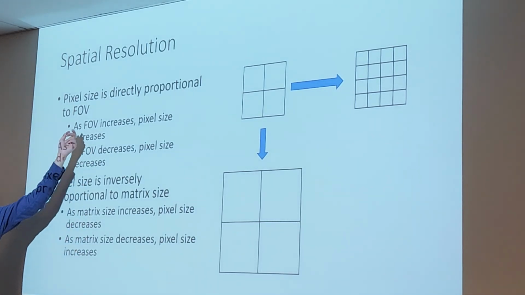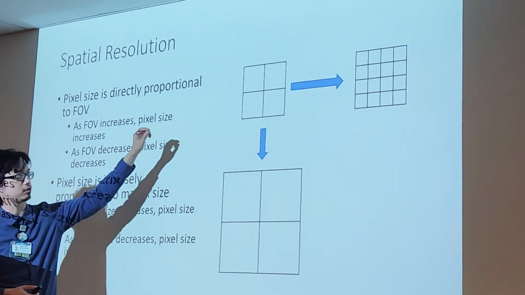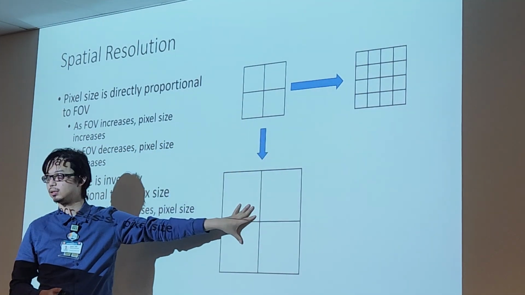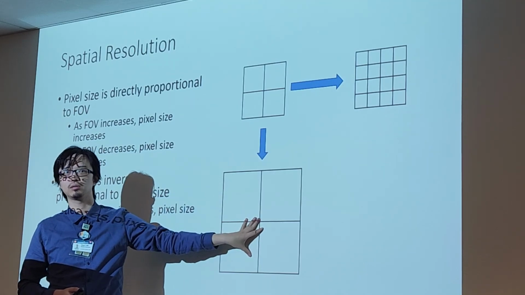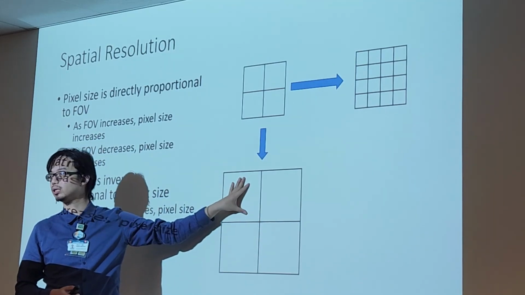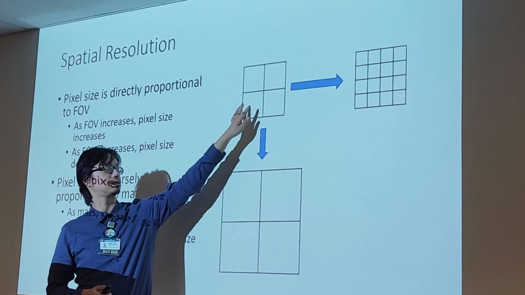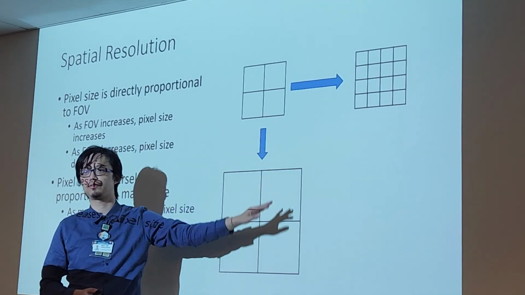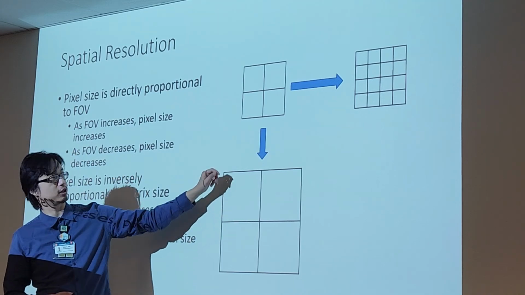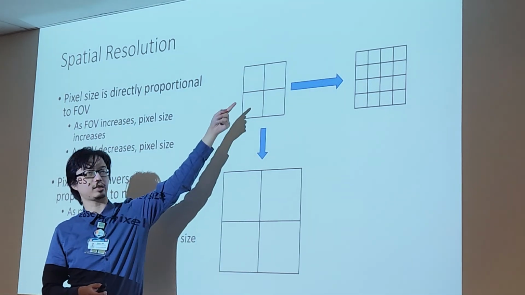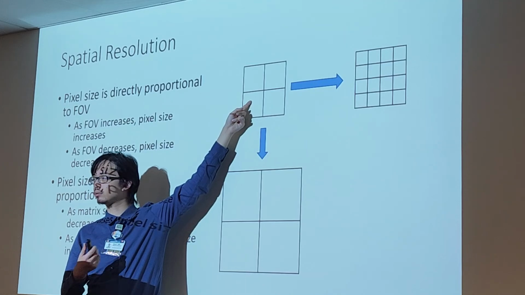Okay, so as your field of view increases, as you go from this to this, matrix size is the same, field of view got bigger, your pixel size goes up. Same number of rows and columns, but bigger field of view, so pixel size goes up. If the field of view gets smaller, going from here to here, then your pixel size goes down.